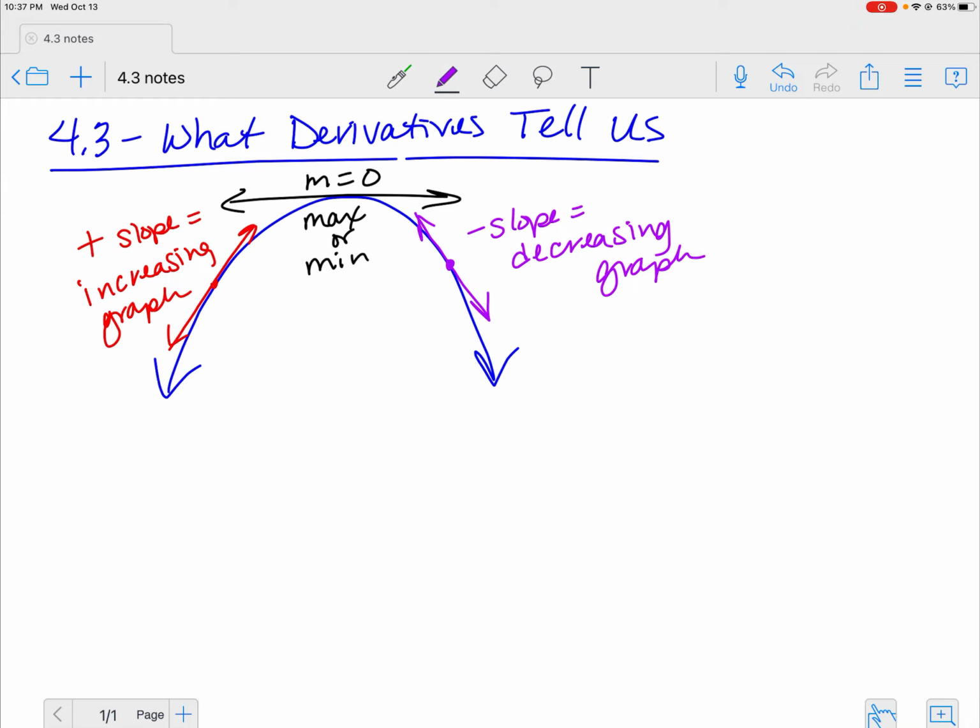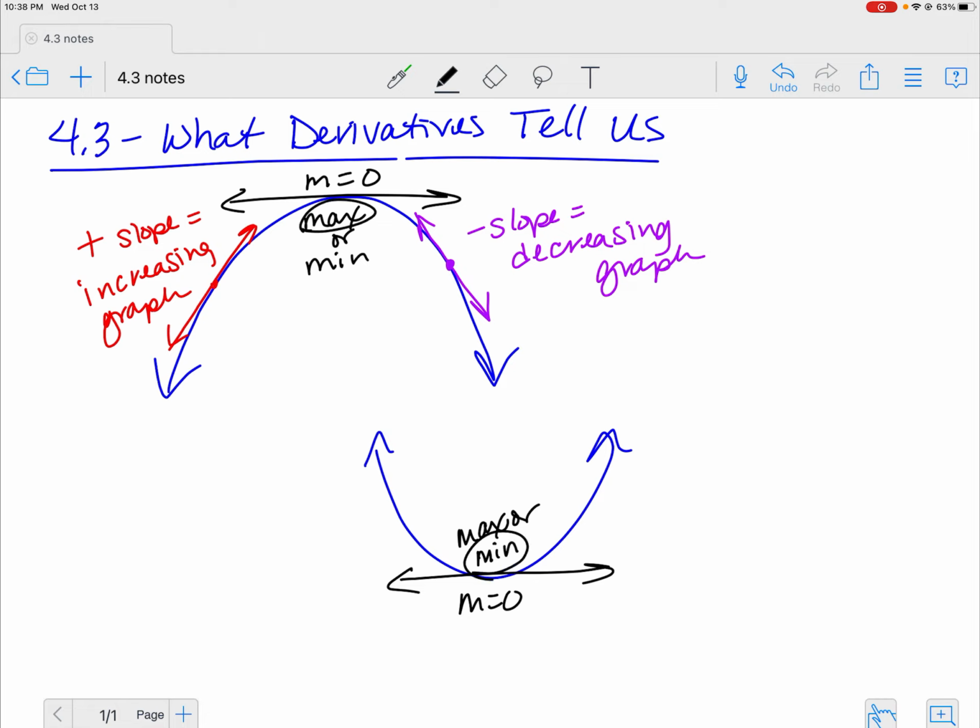Now here's the deal. We said that this could either be a maximum or minimum. So let's take a look at that. If I have a horizontal tangent, again, this is going to be a maximum or a minimum. In this instance, it's going to be a minimum. In this top instance, it's a maximum. But the same kind of deal.